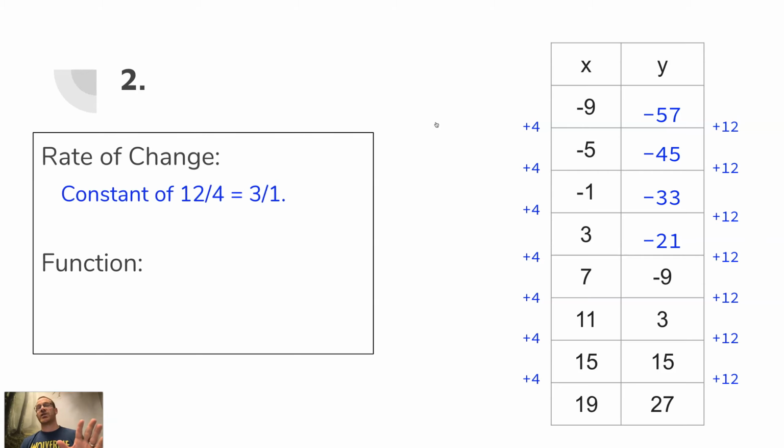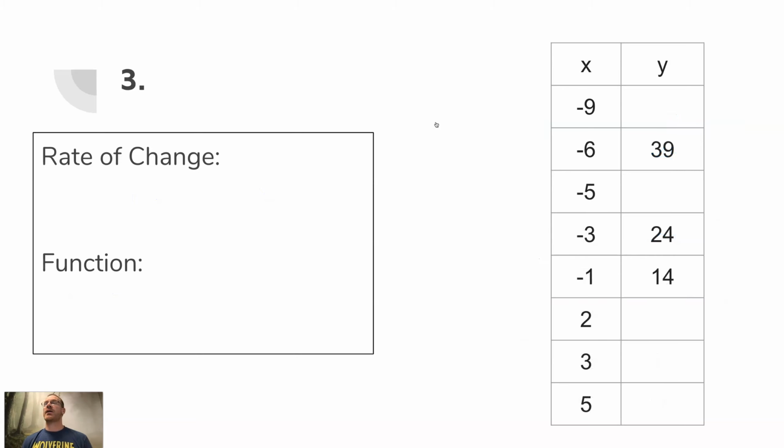Oh, let me finish this slide, I guess I should do. So our rate of change is, all right, 12 to 4 or 3 to 1 if we reduce it, and that makes it a linear function. All right, so one more together, all right, for this lesson.